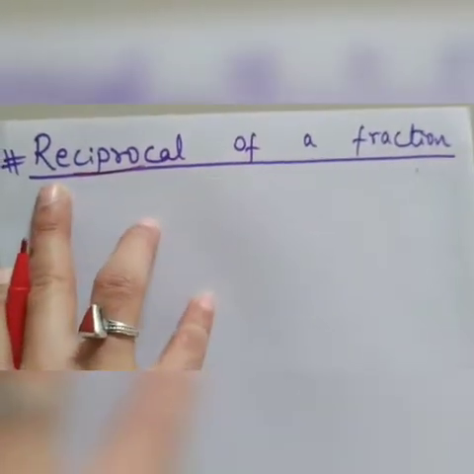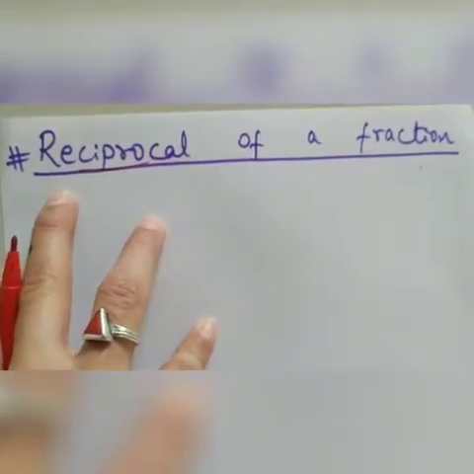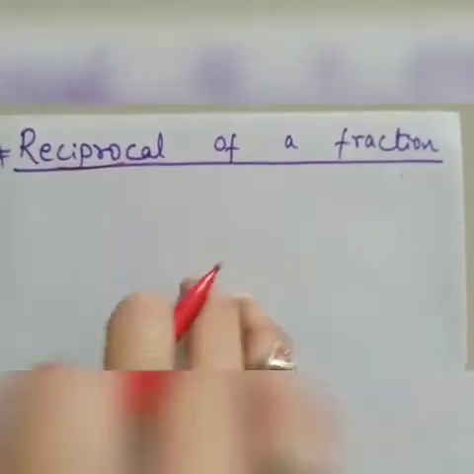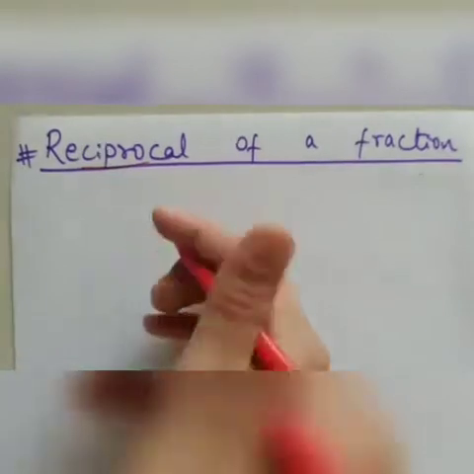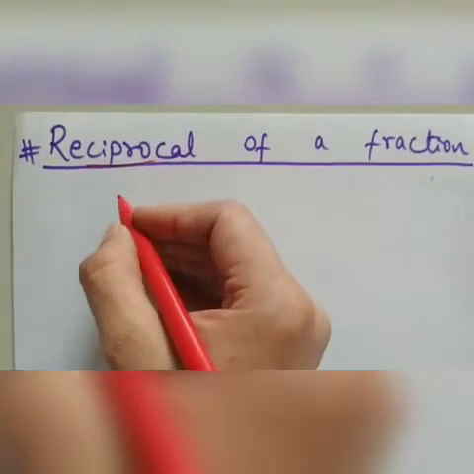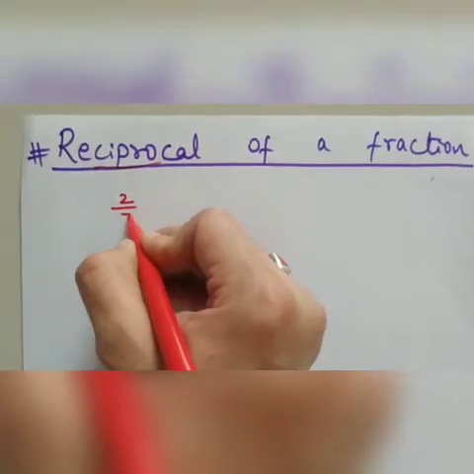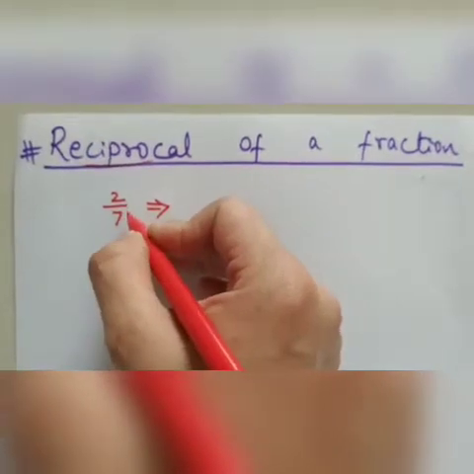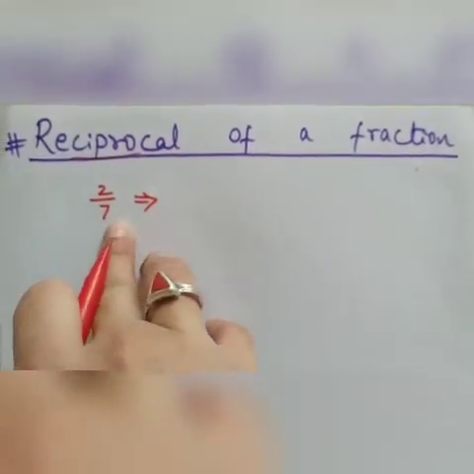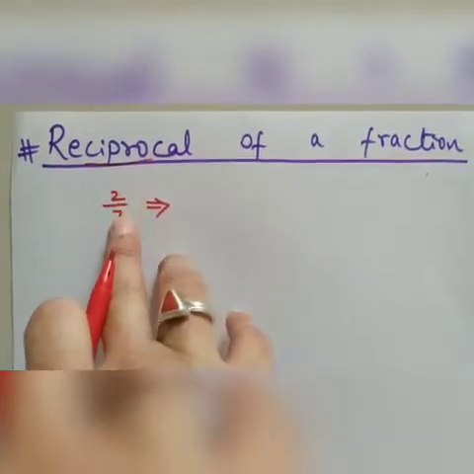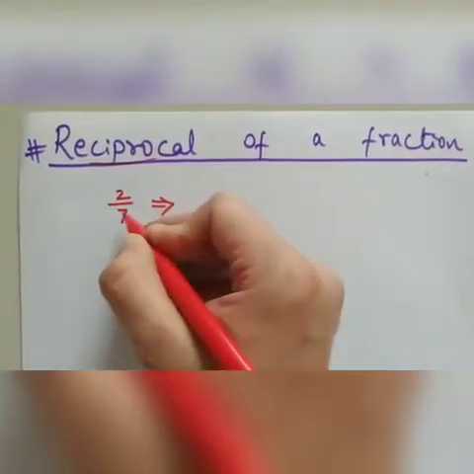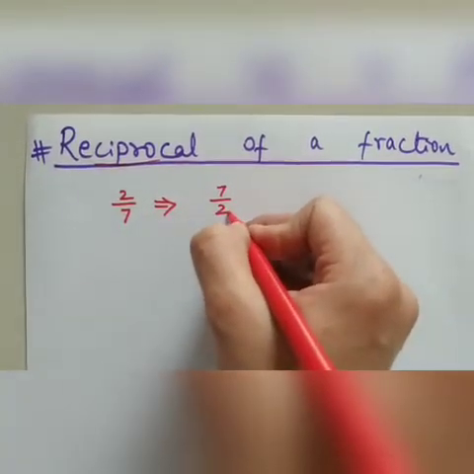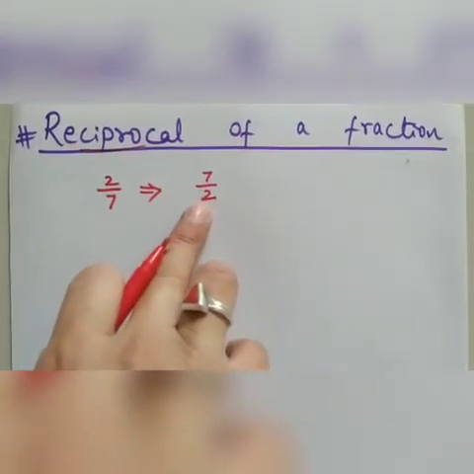So students, before discussing division of fractions, we must discuss the reciprocal of a fraction. This is a very important term, so see it carefully and understand it. Suppose we have to take the reciprocal of 2 by 7. So how do we get the reciprocal? By inverting the numerator and denominator. Means we have to interchange the numerator and denominator. The denominator comes into the numerator and the numerator goes to the denominator. So this is the reciprocal of a fraction.